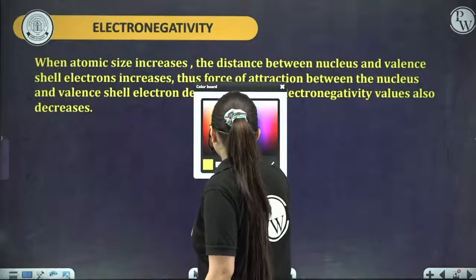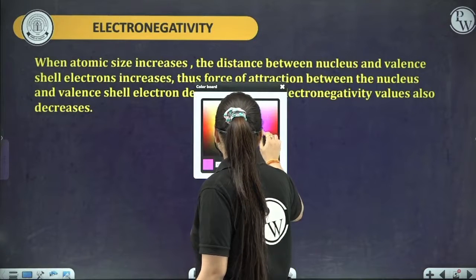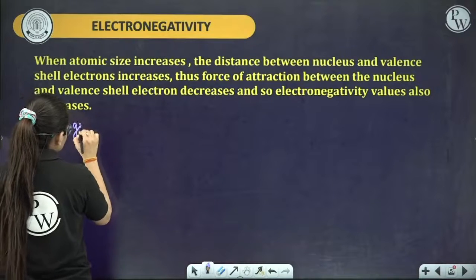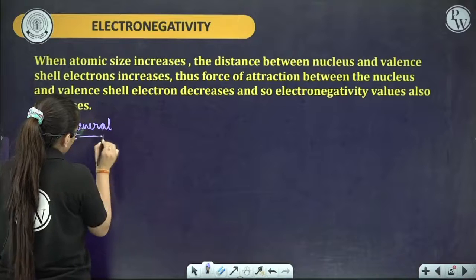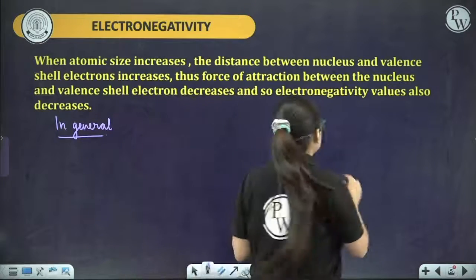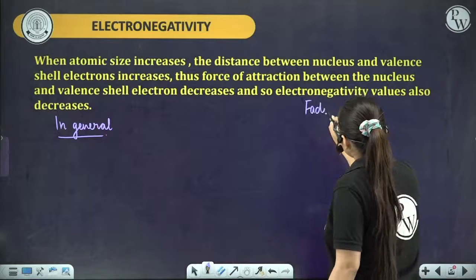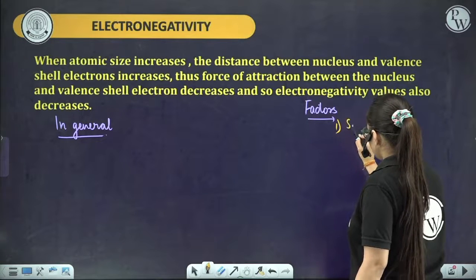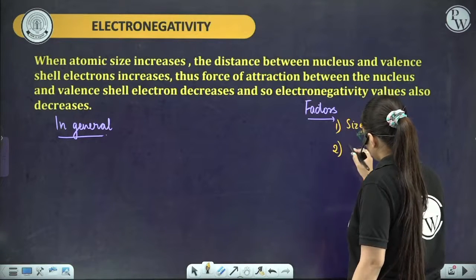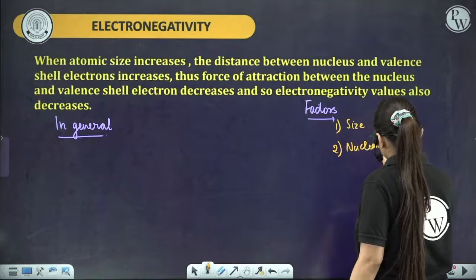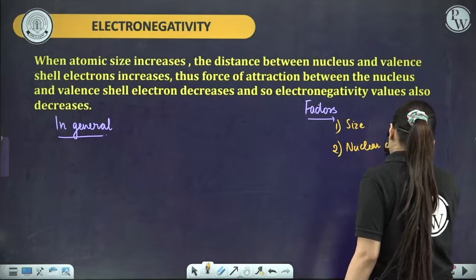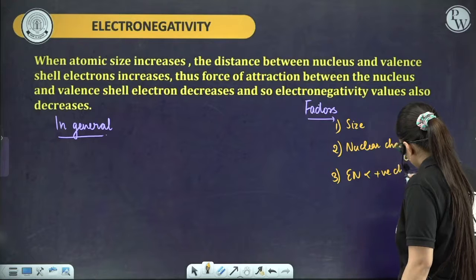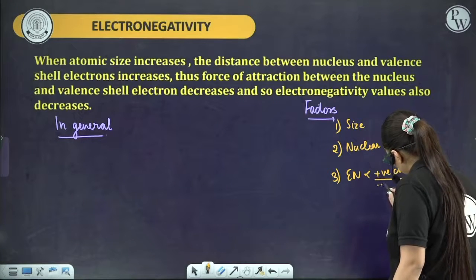So for electronegativity also, let us write the general trend. So in general, first of all, let me write on what factors it depends, so that you won't get confused. The factors on which electronegativity depends are, number first, again size. Number second, its nuclear charge. And number third basically is that electronegativity is directly proportional to the positive charge and inversely to the negative ones.